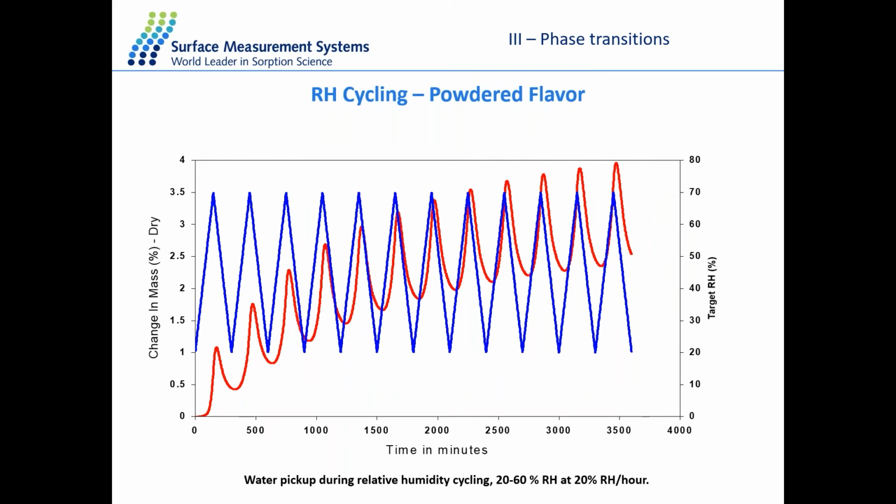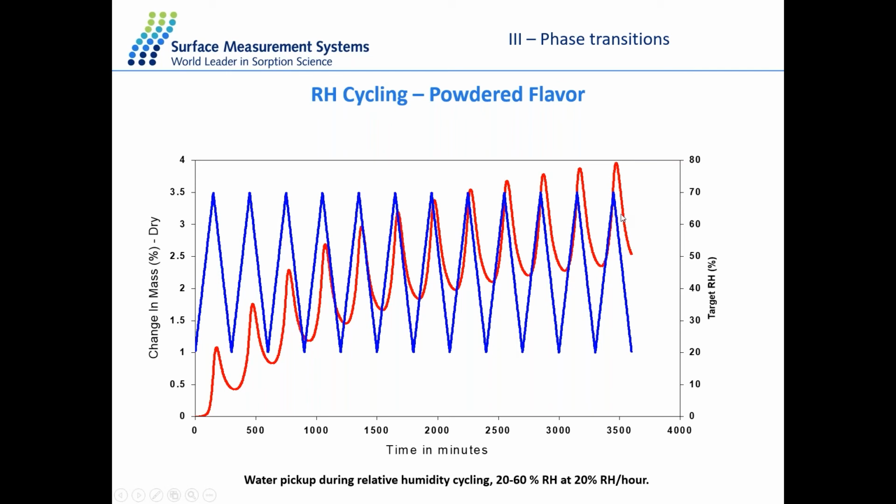So one of the experiments that we can do over here is by cycling the humidity up and down, which is the blue line. We want to see how the sample behaves from a point of view of mass uptake, which is the red line over here. And what you see is that the sample goes up and down in mass, as you would expect, but it cycles constantly towards a higher level.